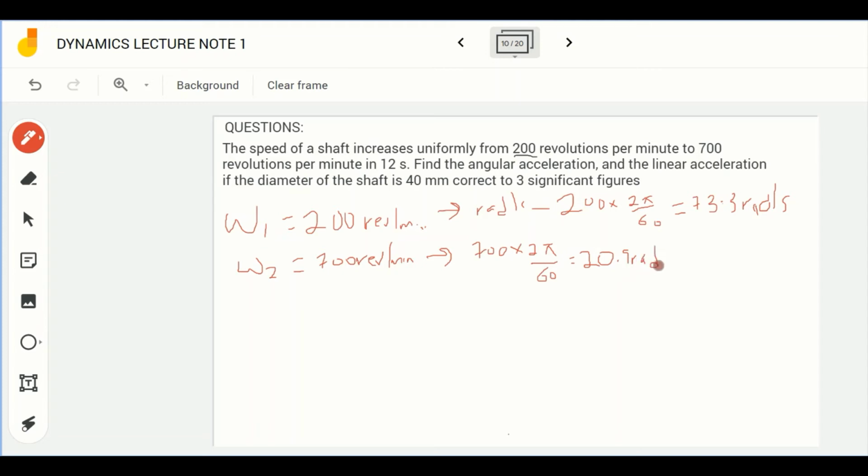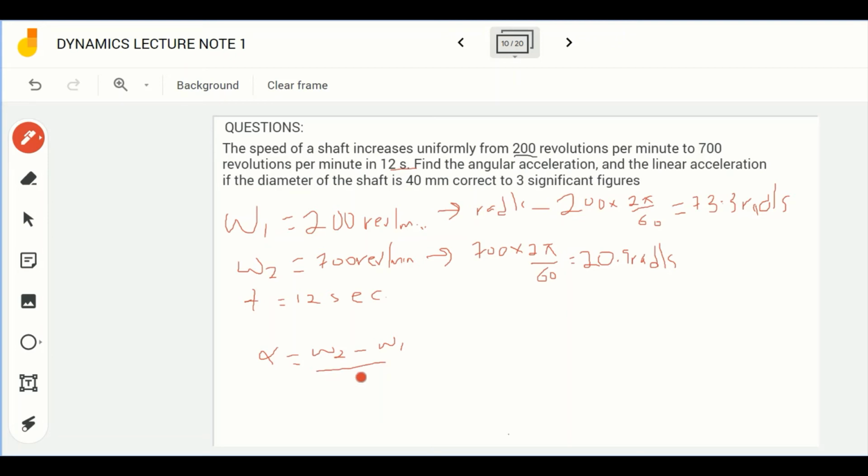All right. We are given time. The time is 12 seconds. So my T is 12 seconds. Okay? Question, we are asked to find the angular acceleration. Therefore, I can say my angular acceleration is equal to omega 2 minus omega 1 over T.